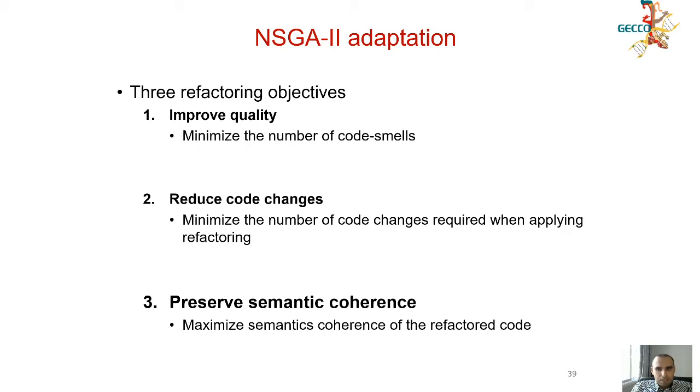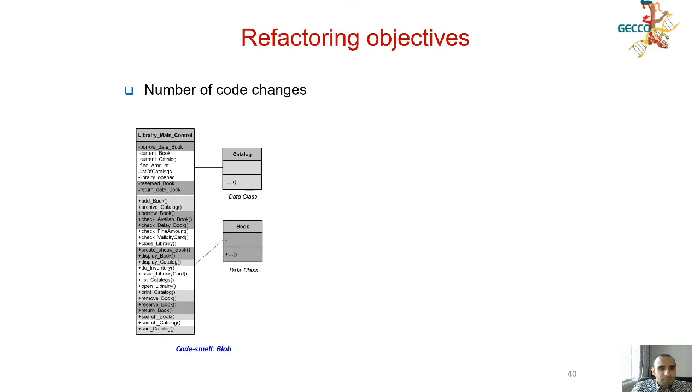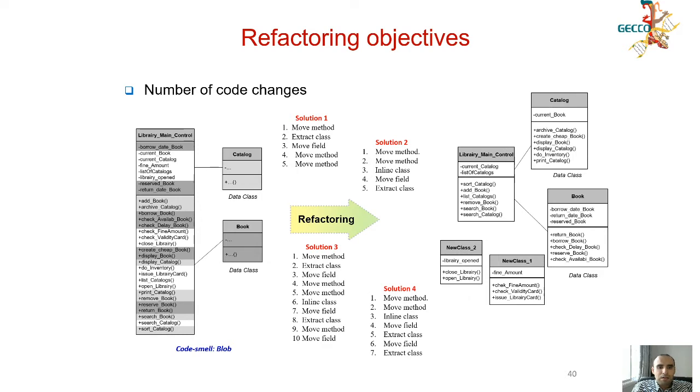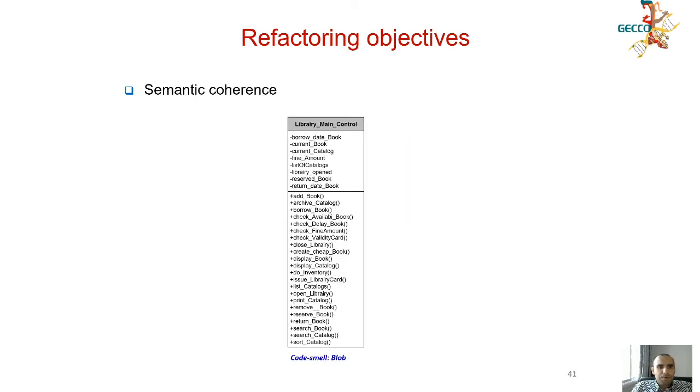Let me illustrate how these objectives were defined. For example, for the number of code changes, let's consider we have a God class or blob. There could be different solutions that can improve the design, and each solution can have its own effort or its own number of atomic operations. What we propose in our approach is to calculate the number of atomic or elementary changes required to apply the refactoring. The fewer the number of changes, the better the refactoring solution. Our goal is to reduce the human effort, or the developer's effort, when they apply the recommended solutions. As for our second objective function, our goal is to preserve the semantic coherence.